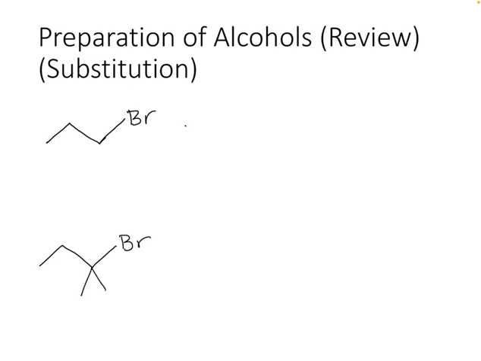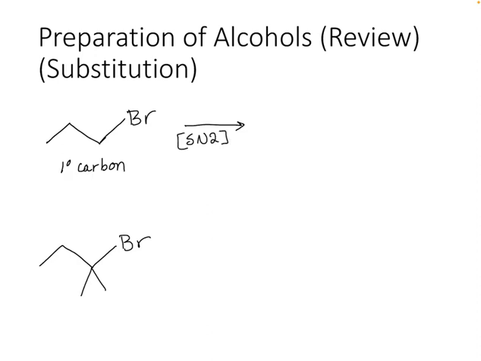Now, if we're using a primary alkyl halide, which means that the leaving group is bonded to a primary carbon, that can really only go through SN2. Because remember, an SN1 reaction forms a carbocation intermediate, and a primary carbocation is super unstable, so it's very unlikely to form. So this would have to go through SN2.